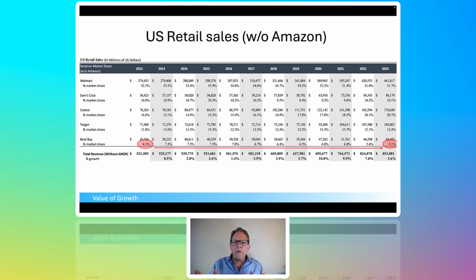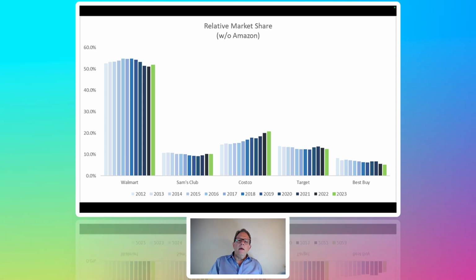Now, I don't have Amazon on here on purpose. I just wanted to show you relative share among traditional vendors. All right, and here is just the chart so you can take a look. You can see that Walmart gained some share early on in the chart and then lost some of that share. And that's kind of the ebbs and flows every year.